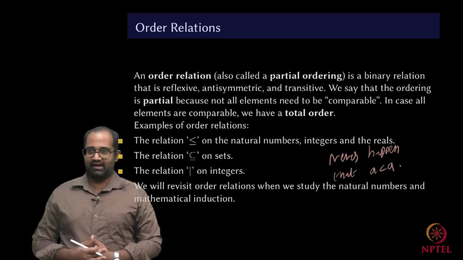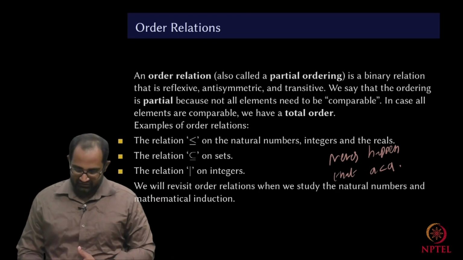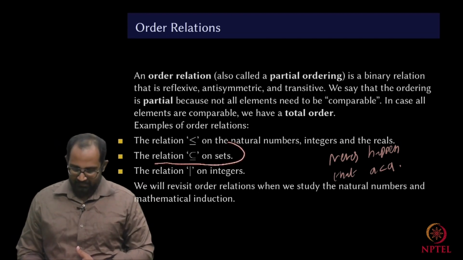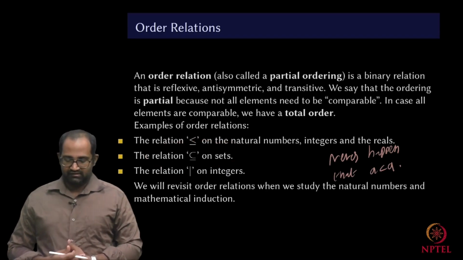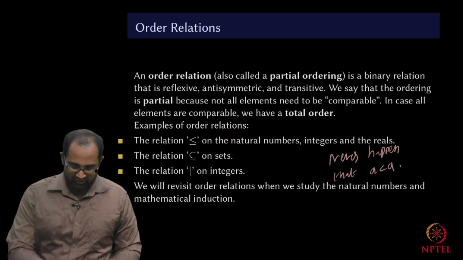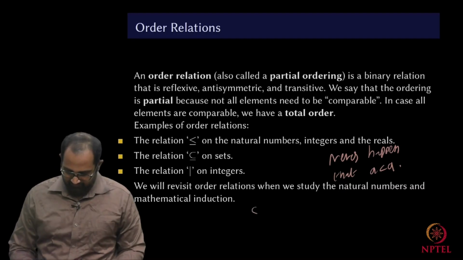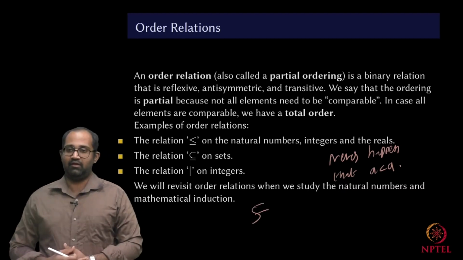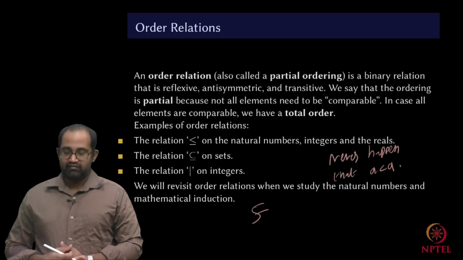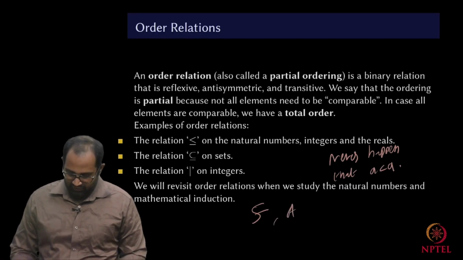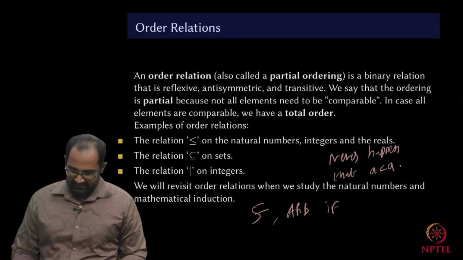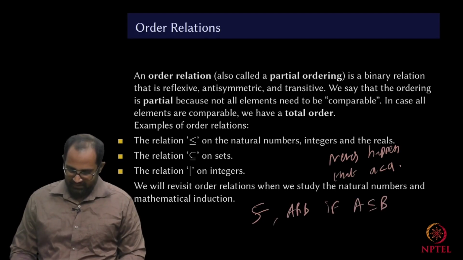Now, let us come to the second example of the order relation, which is the notion of subset on a collection of sets. So, the situation here is you have a collection of sets, let us say F, a family of sets, and on this set we are going to put a relation where we say A is related to B if A is a subset of B.